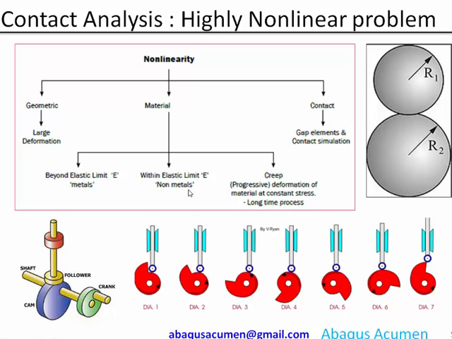Now something like a non-metal, or polymers, or your rubber, within the elastic limit also has a non-linearity, so you can see that type of non-linearity in a polymer material. And the third type of non-linearity is creep, which is a progressive deformation of material at a constant load. A long-time process is called creep, where you have constant load for a long time, and the deformation because of this long-term stress is called creep, which is one type of material non-linearity.